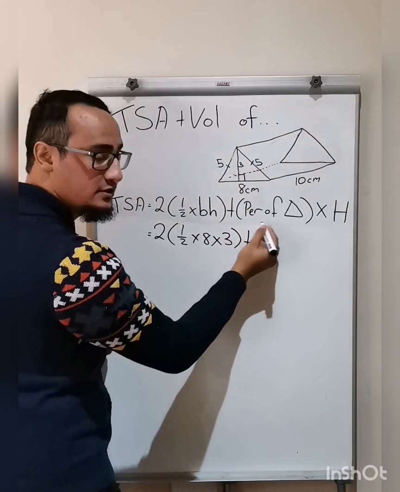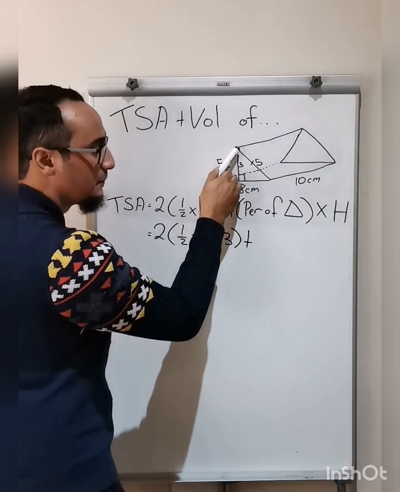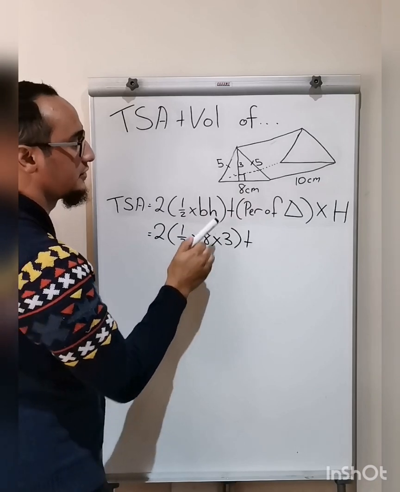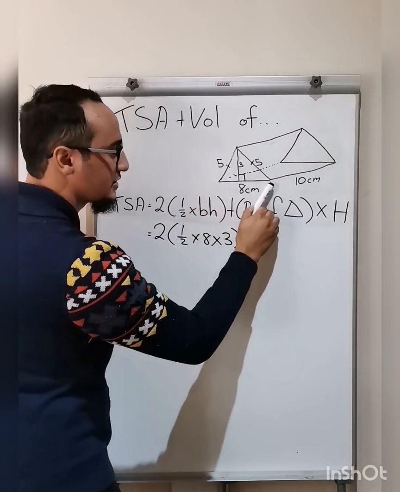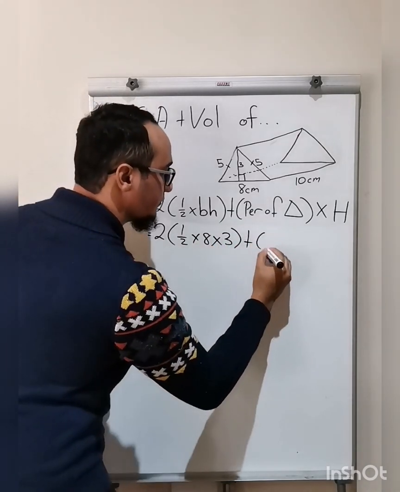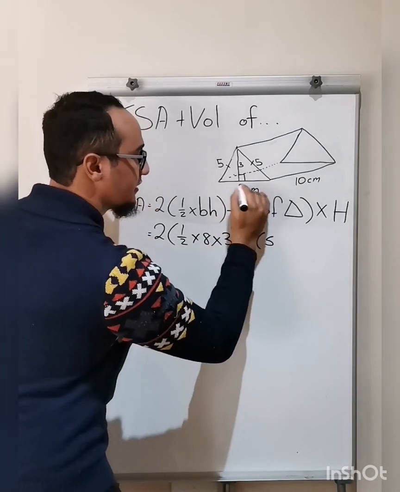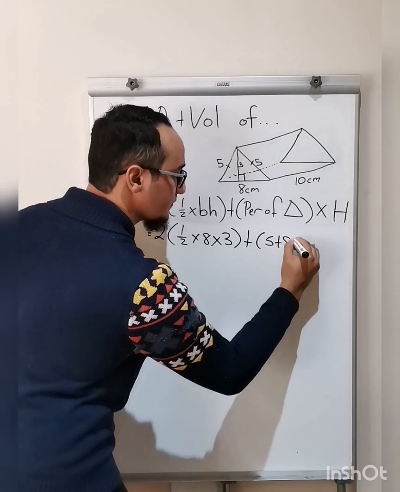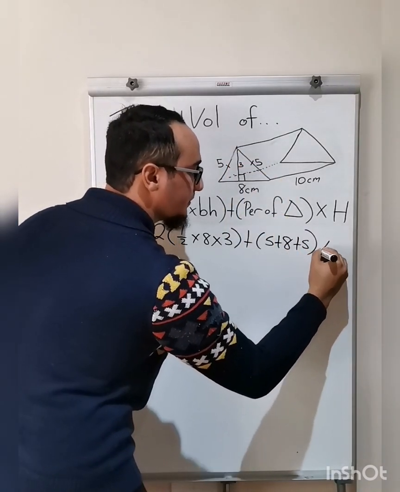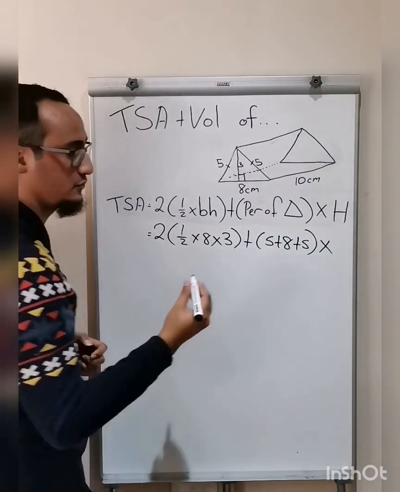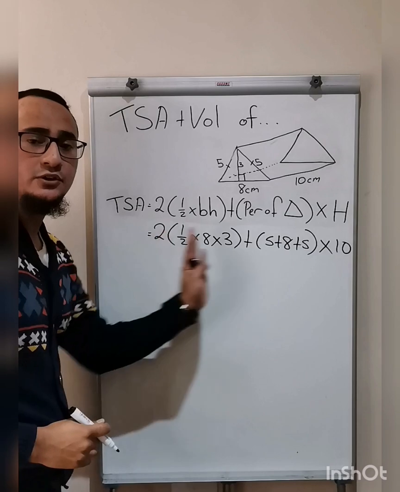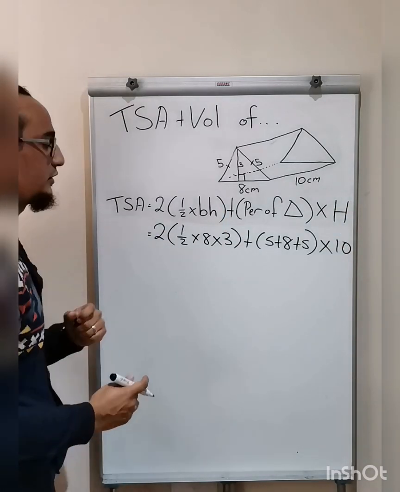Plus the perimeter of my triangle. So perimeter means adding all sides of the triangle. So 5 plus 8 plus the third side, which is another 5, multiplied by capital letter H, which is equal to 10 centimeters. From there, put straight into your calculator, or you can do the calculations.